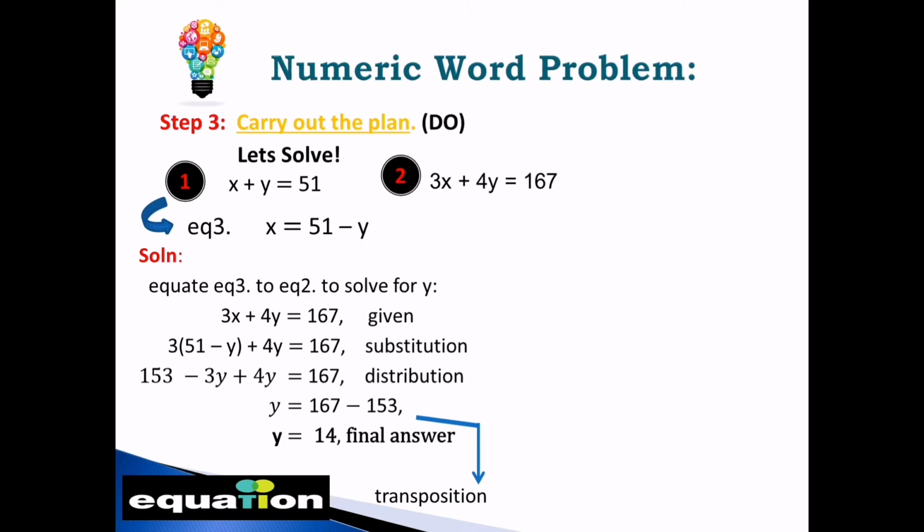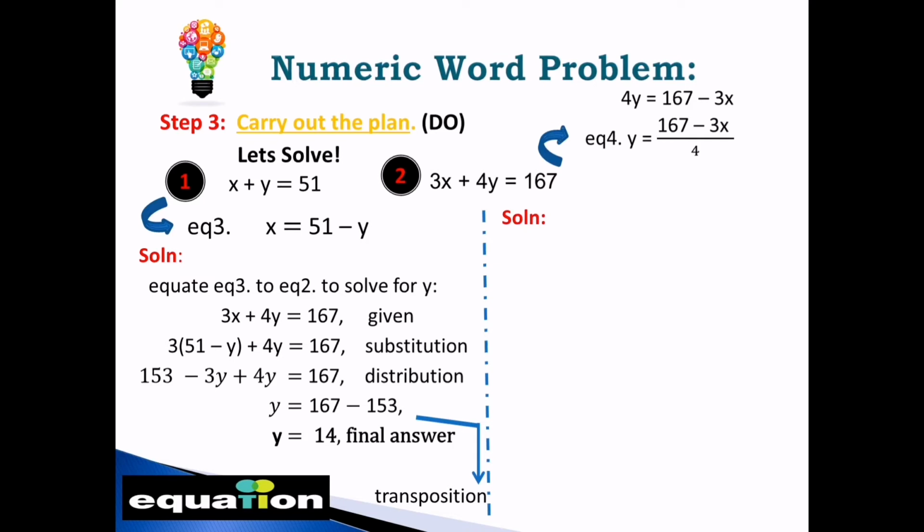Right now, in order for me to solve for the value of x, I am going to use equation 2 and create an equation out of equation 2. Since I am able to get the value of y, this time I am going to express equation 2 in terms of y. So I have here 4y equals 167 minus 3x, over 4. How? Simply, I just transfer 3x to the other side, it becomes negative 3x. Since I am concerned with the y, I am going to divide the whole equation by 4. So right now, I have equation 4.